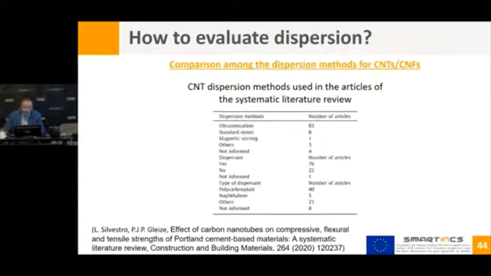Then you have here, just for the sake of information, the different dispersion methods we have discussed. In this review, the authors consider the different techniques. As you can see, ultrasonication is the preferred technique for the dispersion, followed by the standard mixer, but there is a significantly lower amount of papers where they use the standard mixing system for dispersion of carbon nanotubes.